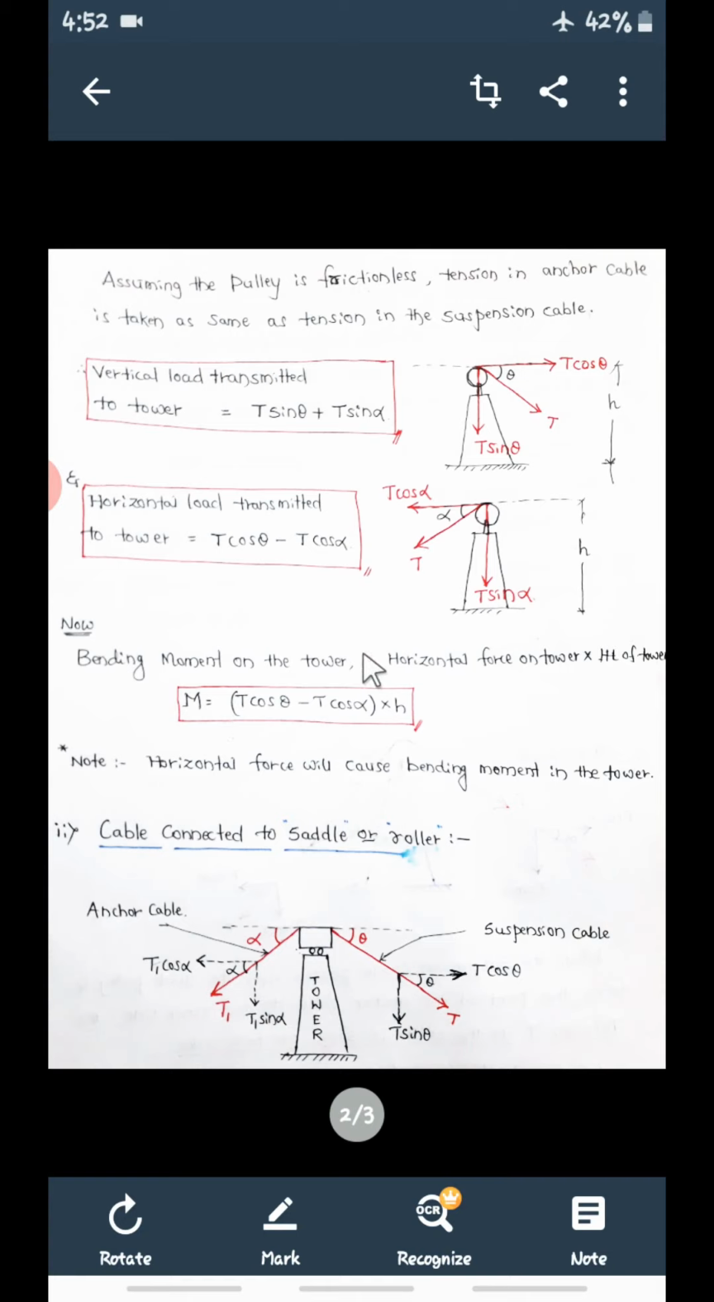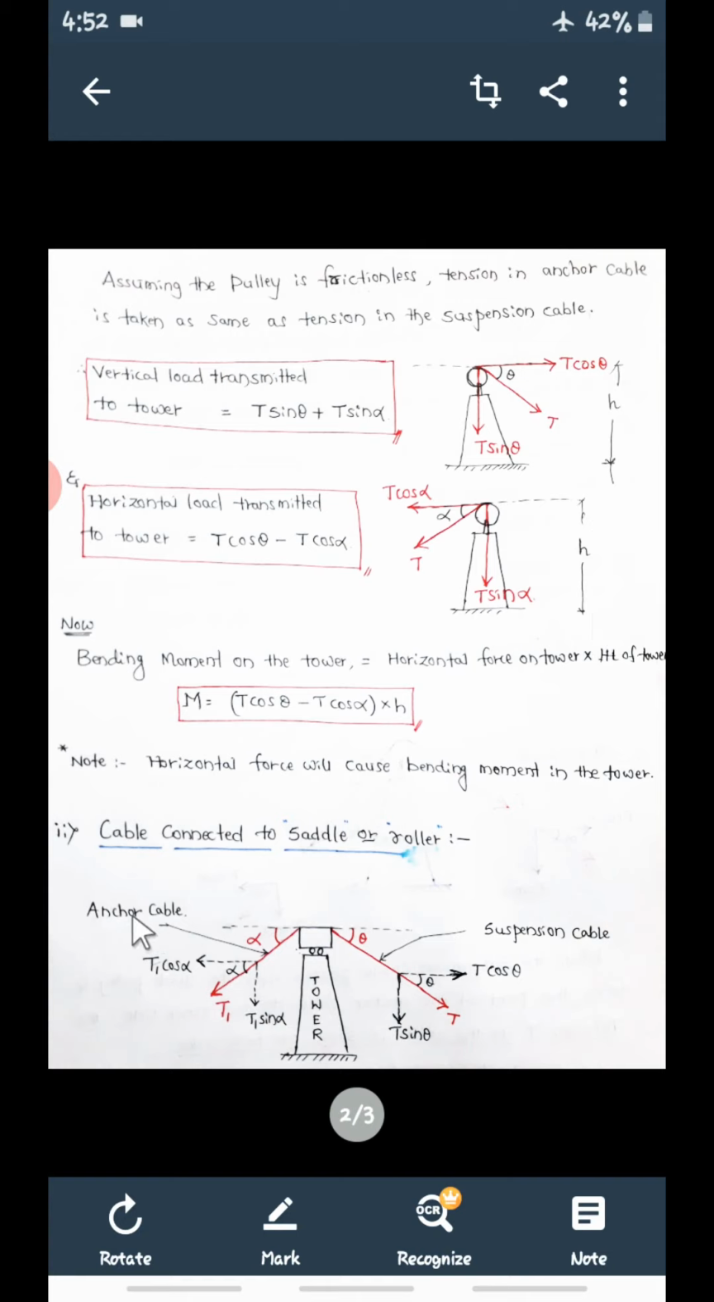Okay, now this is the first arrangement. When the suspension cable passes over this smooth pulley, remember the condition is that it is passing over the smooth pulley. So there will be vertical load, that is T sin theta plus T sin alpha, and the horizontal load will be T cos theta minus T cos alpha, and the bending moment at the bottom of the tower is T cos theta minus T cos alpha into h.